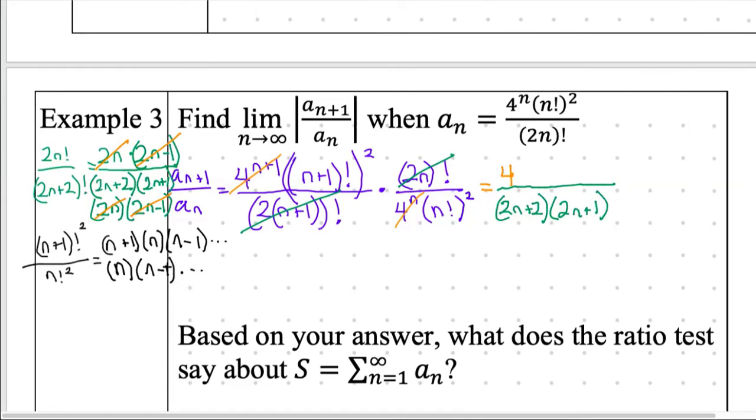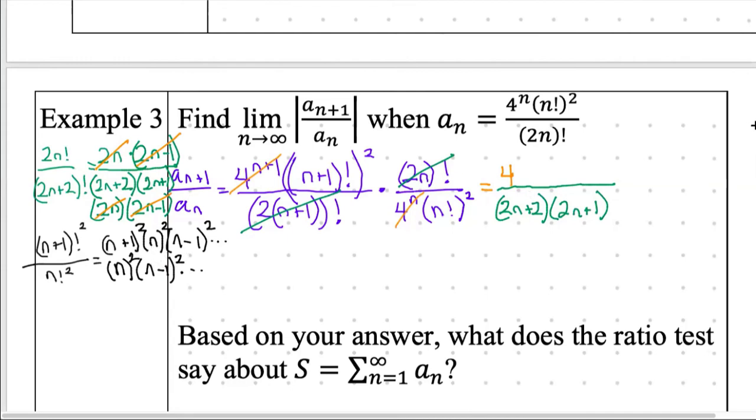But it's being squared, which means that each of these is being squared. This is n plus 1 squared. This is n squared. This is n minus 1 squared. This is n squared. This is n minus 1 squared. All of these are being squared. And now I've written this out correctly.